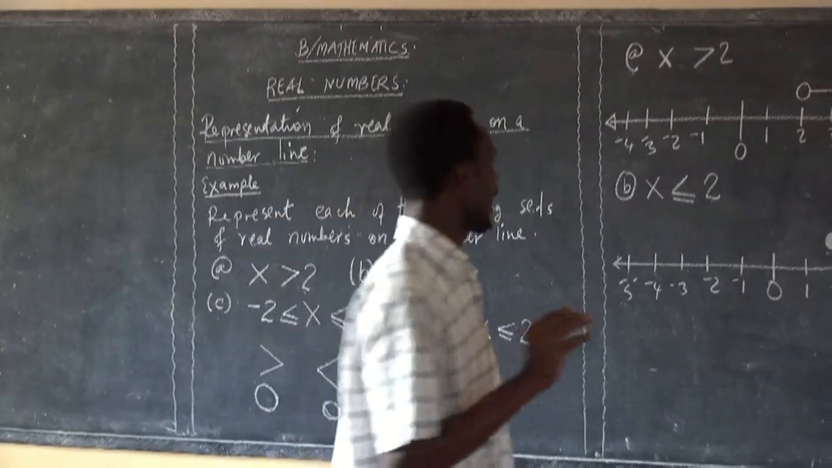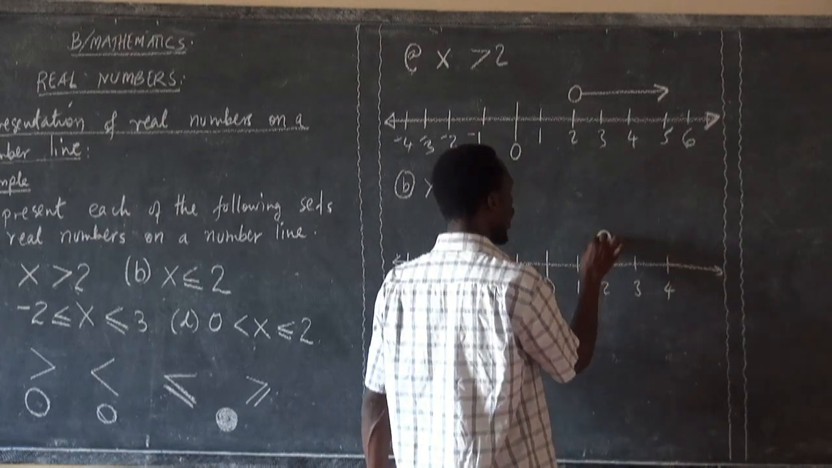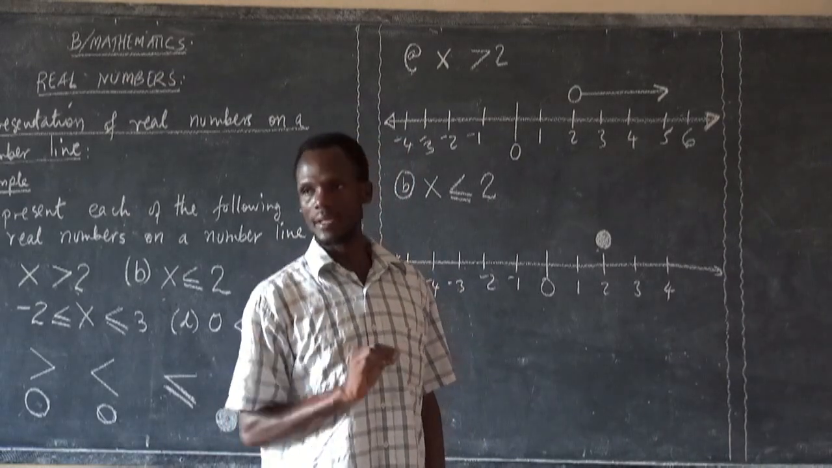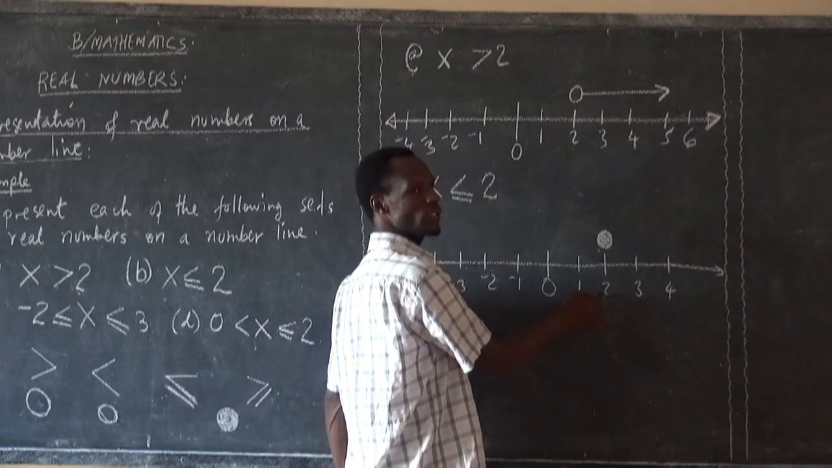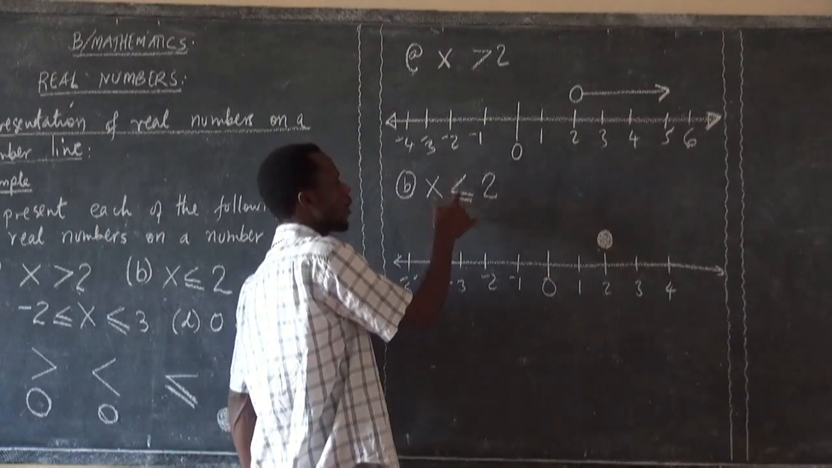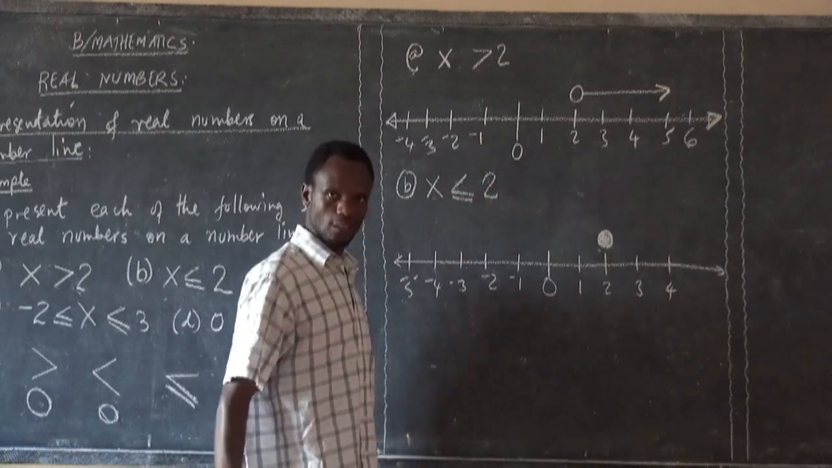And that's why, if you look here, you will find I've drawn a circle, but it is shaded. Why? To show that 2 was included. And that's why we say x is less than or equal to 2. It means 2 is included.